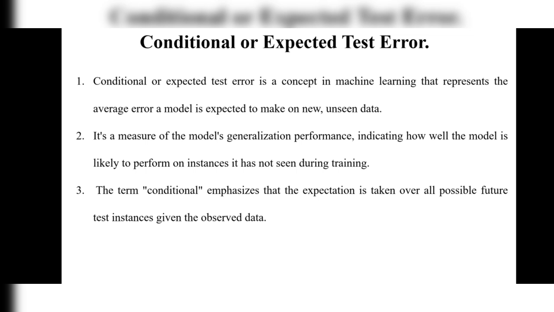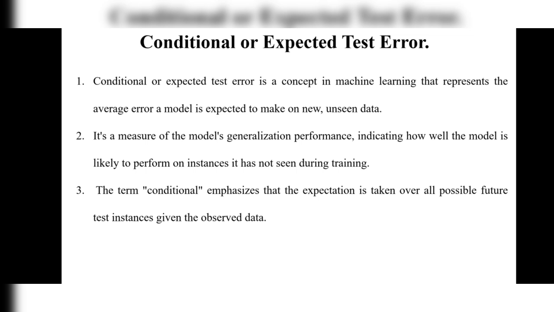Conditional or expected test error is a concept in machine learning that represents the average error a model is expected to make on new or unseen data. When the model sees new or unseen data, the errors that the model is going to make are told by this conditional or expected test error. By using this topic we can easily estimate the expected average error our machine learning model is going to give.